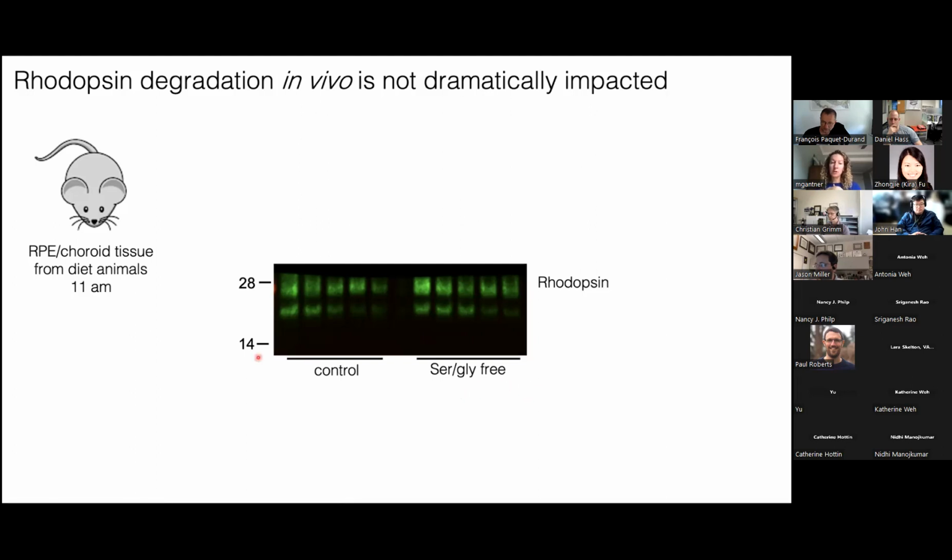So we took the back of the eye tissue from the mice, either control or serine glycine free fed, and we ran a Western for that, looking at the degradation pattern of rhodopsin.